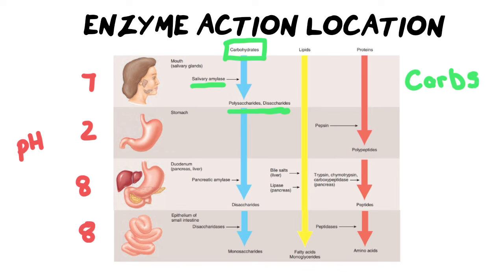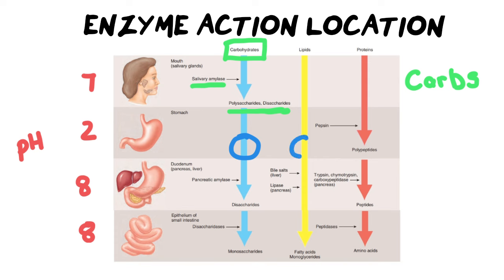Now, what happens when we go to the stomach? We go into the stomach and the pH dramatically changes, okay? Dramatically. You will notice now in carbohydrates, nothing is happening in there. And that is because amylase cannot perform its duty in a pH of 2.